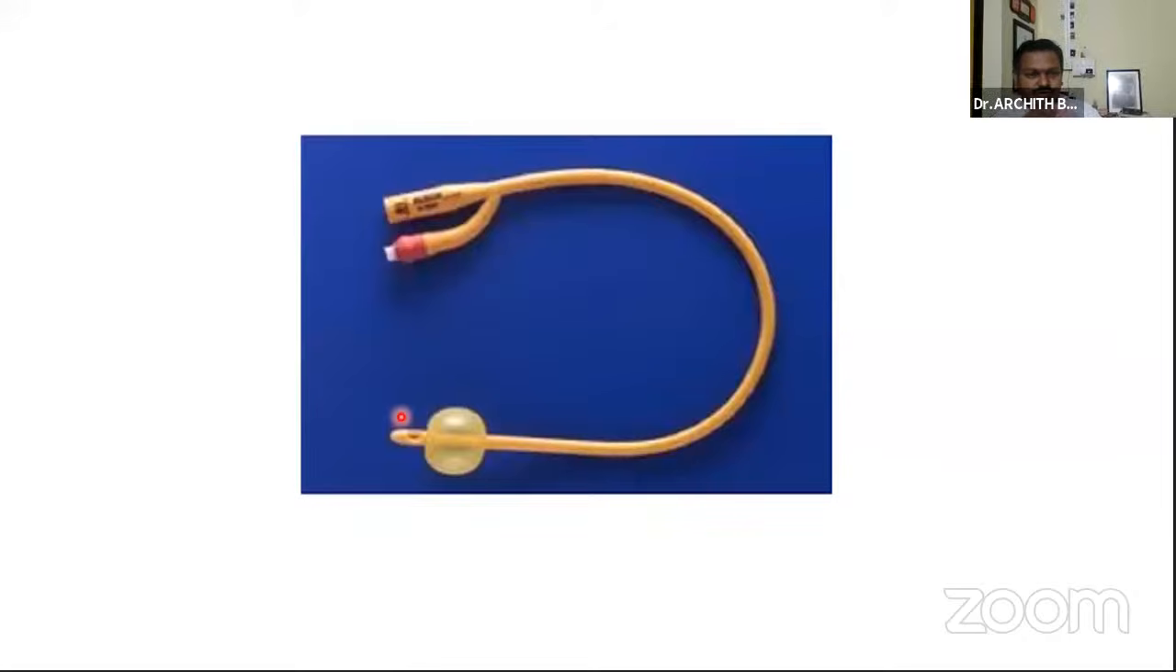We use one more lumen. This is not only 2 lumen. You have one more lumen, for which it has to be a 3-way catheter. That is used only for irrigation.